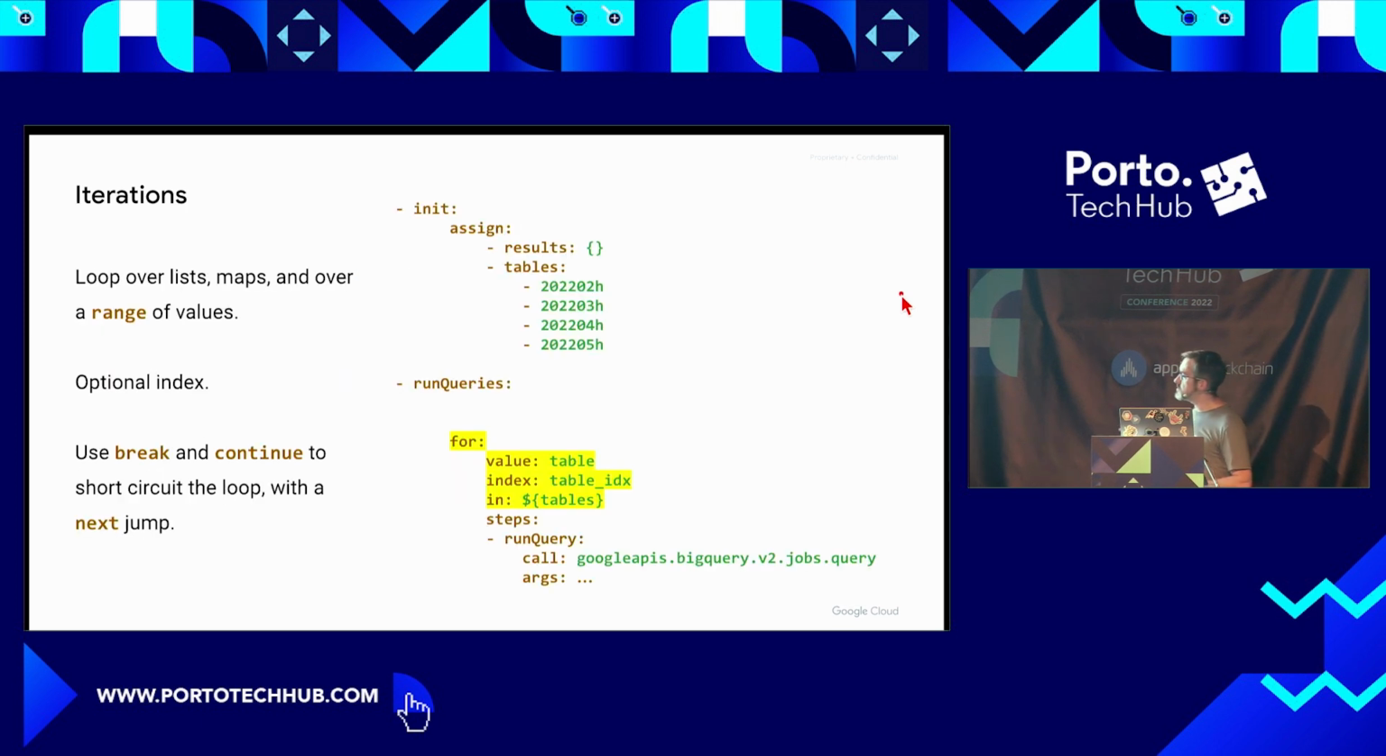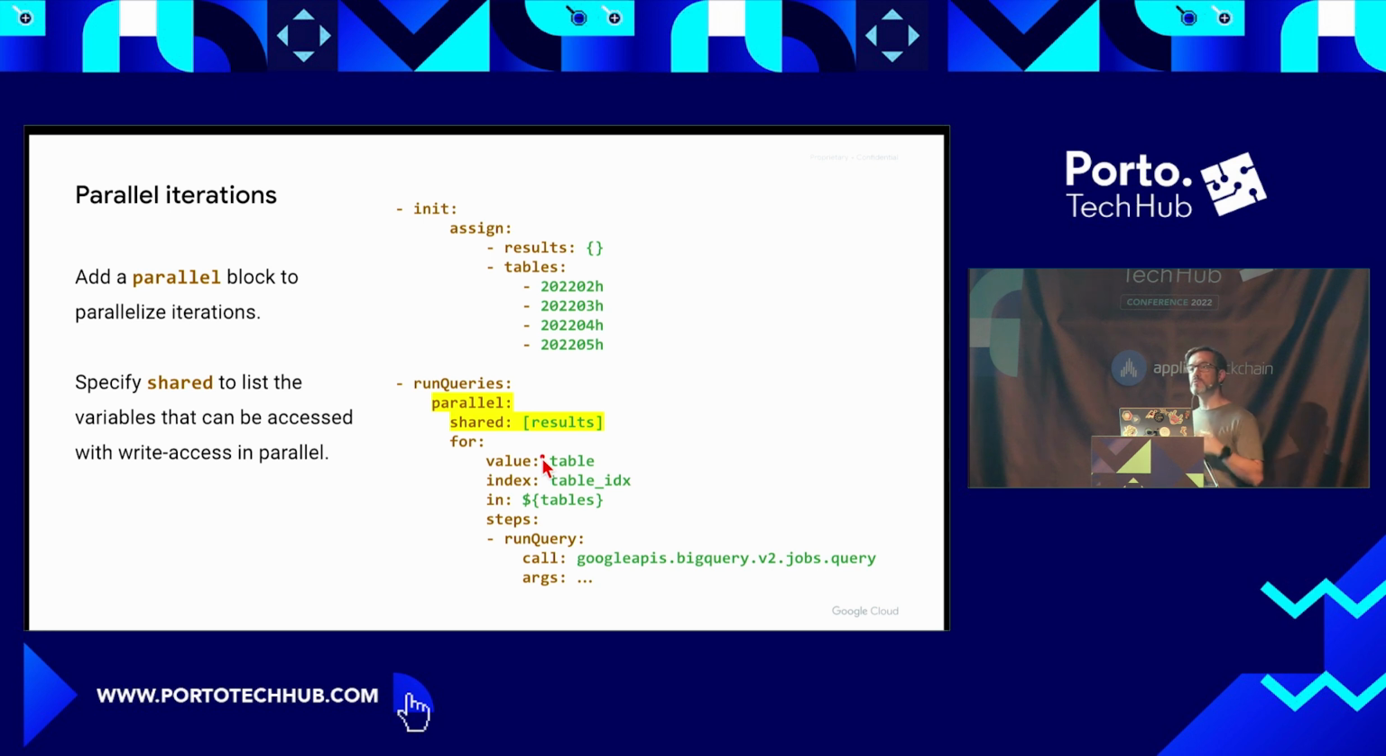What else? Iterations. So you can iterate over data sets. For example, when I run a query on BigQuery, but I want to run the same query on different data sets, on different tables, I can have a for loop. But we also have the ability to do parallel iterations. So here I'm just saying, oh, run this for loop in parallel. And the variables that may be shared among the different parallel steps, I have to explicitly say, okay, those variables should be accessed in a safe manner so that there aren't two writers at the same time, etc.